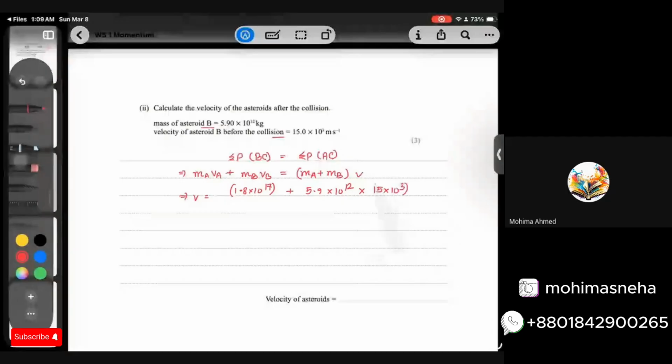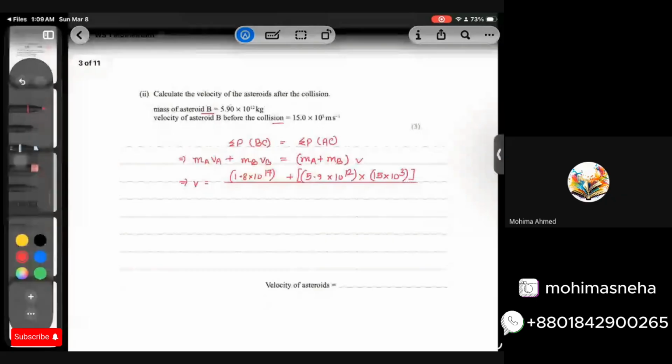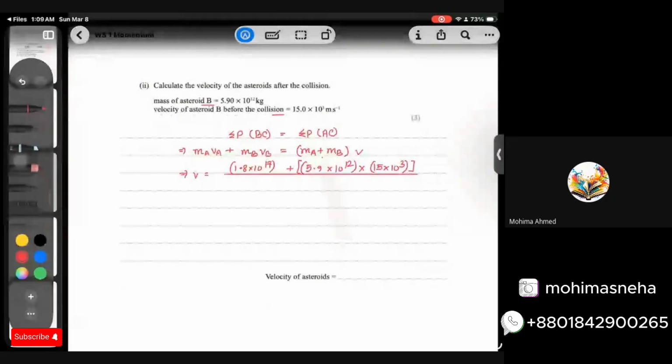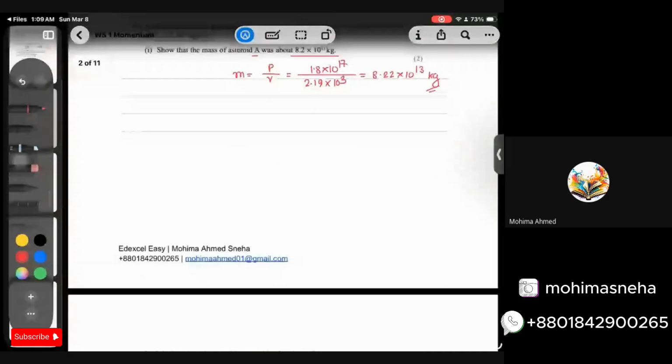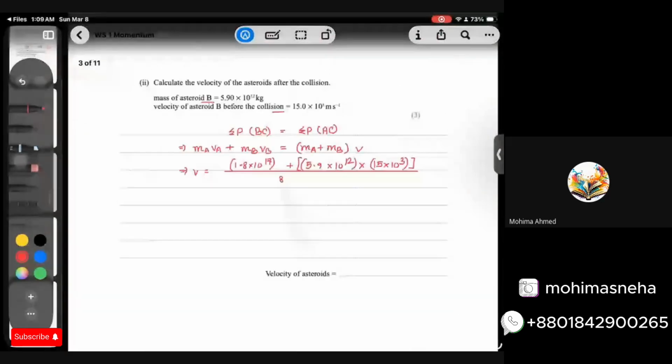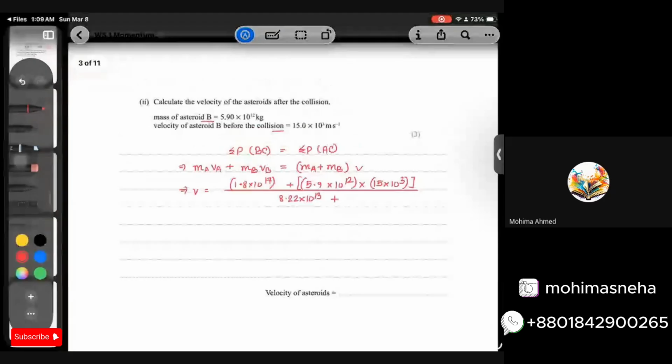And then we are going to divide this with what? The combination of their masses, right? Previously, you got the mass of asteroid A, which was 8.22 × 10^13. So you get 8.22 × 10^13 plus the mass of asteroid B, which is 5.9 × 10^12, right? And when you calculate this, you'll get your answer. How much is this?